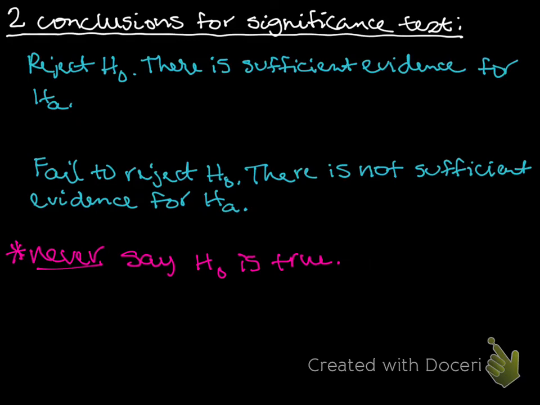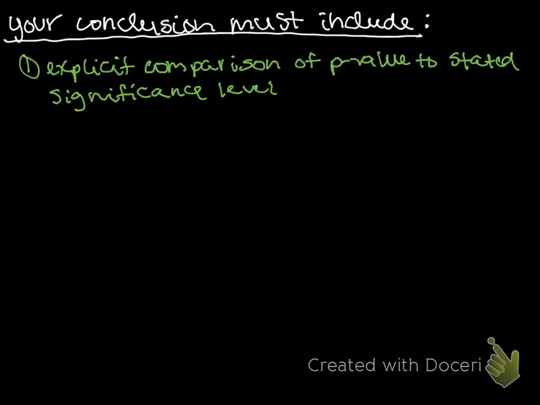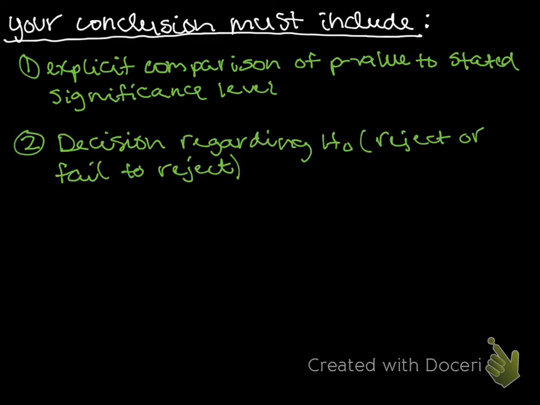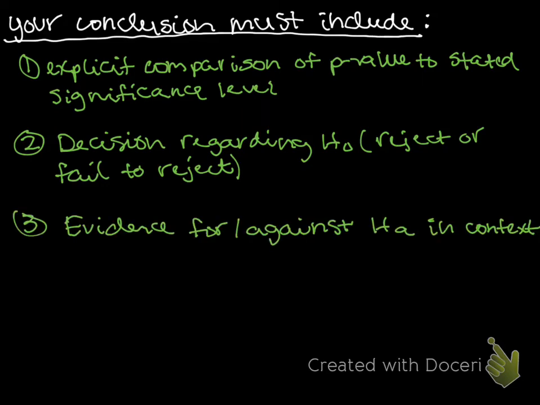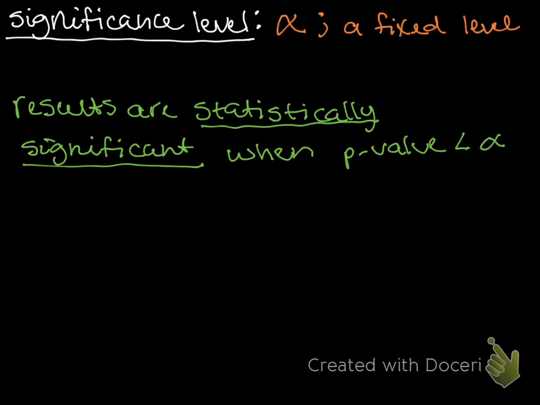Okay? What must be included in your conclusion? Your conclusion must include the three following things. First, an explicit comparison of the p-value to a stated significance level. Second, a decision regarding H sub O. You either reject it or you fail to reject it. And third, evidence for or against H sub A in context. All right, so what is the significance level? The significance level is a fixed level, and we call it alpha. It's the Greek letter alpha. Results are statistically significant when your p-value is less than alpha.